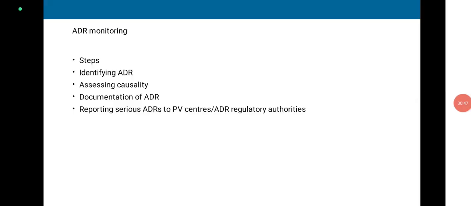Now we will see the steps in ADR monitoring. First, identifying the ADR, assessing the causality, documenting the ADR, and reporting the serious ADRs to PV centers or ADR regulatory authorities.